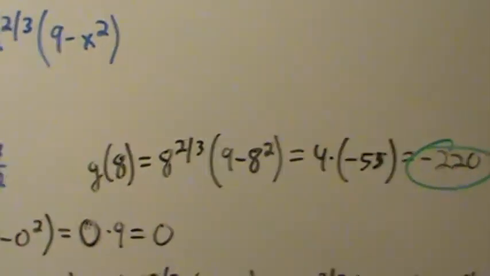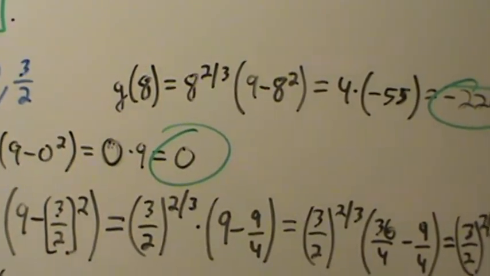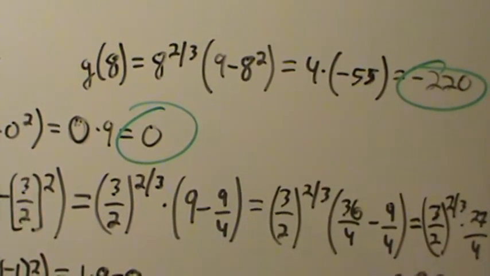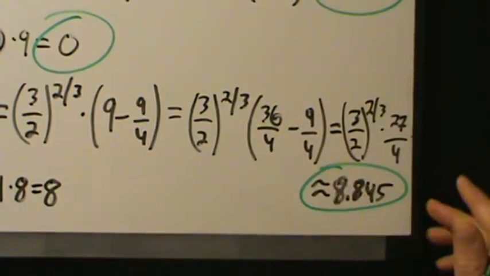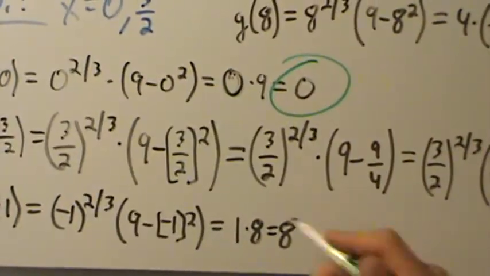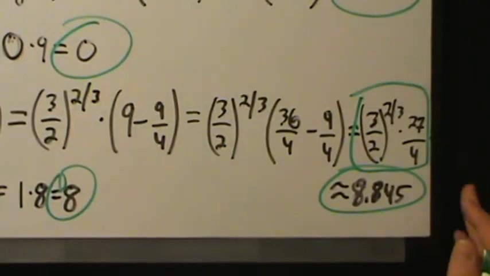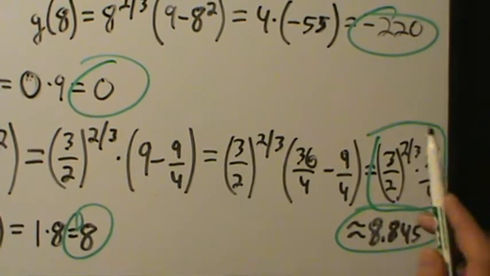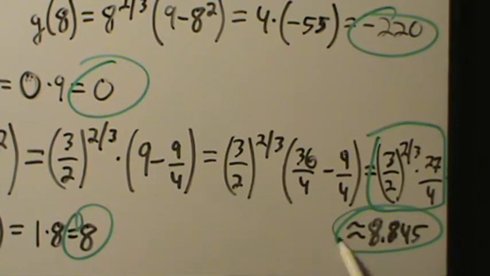So here's -220, 0, oops, accidentally erased that, 8.845-ish, about 8.845, and let's also circle this one up here, and 8. So g of -1 is 8, g of 0 is 0, g of 3 halves is this guy, and g of 8 was this guy. So the largest one, -220, pretty small, 0, 8, and then 8.845. This is actually the largest one here.